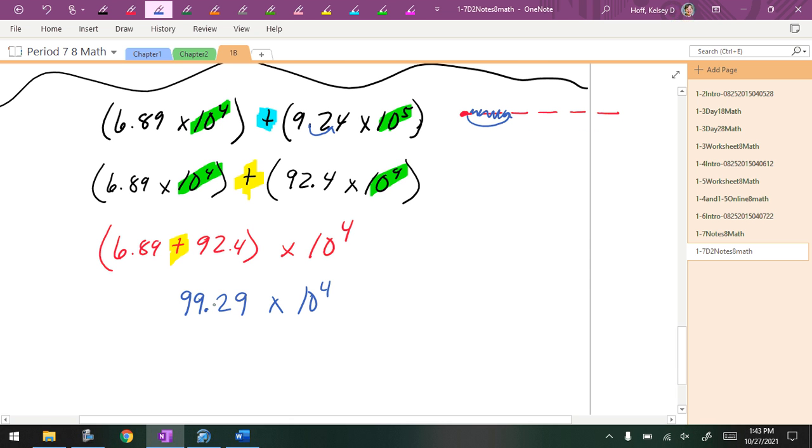Can I circle it? On your own. Move this decimal for me. I'll check in with you in just a second. On your own, get this in proper scientific notation.